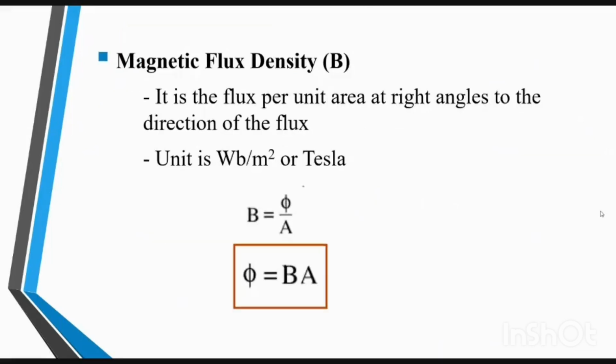Magnetic flux density. It is the flux per unit area at right angles to the direction of the flux. The unit is Weber per meter square or Tesla. The equation for magnetic flux density is B equal to phi by A.